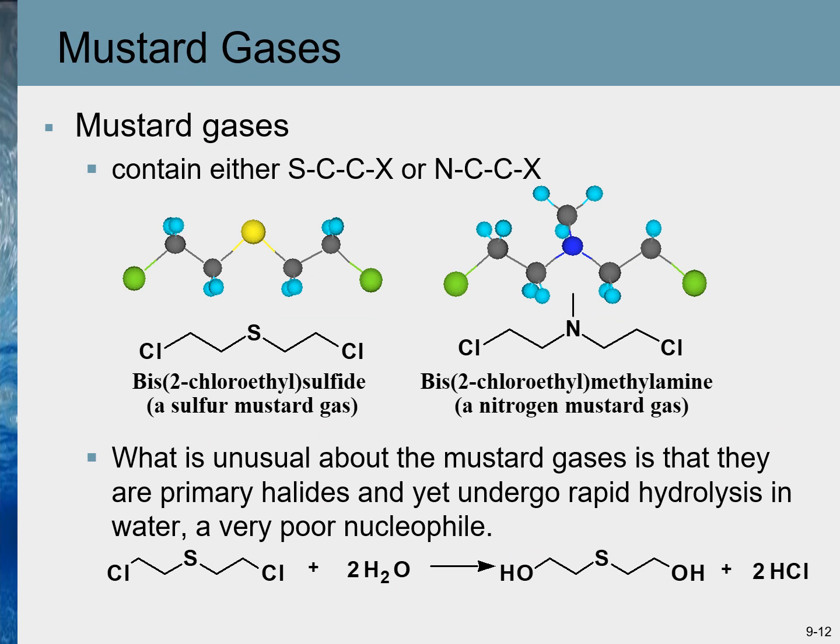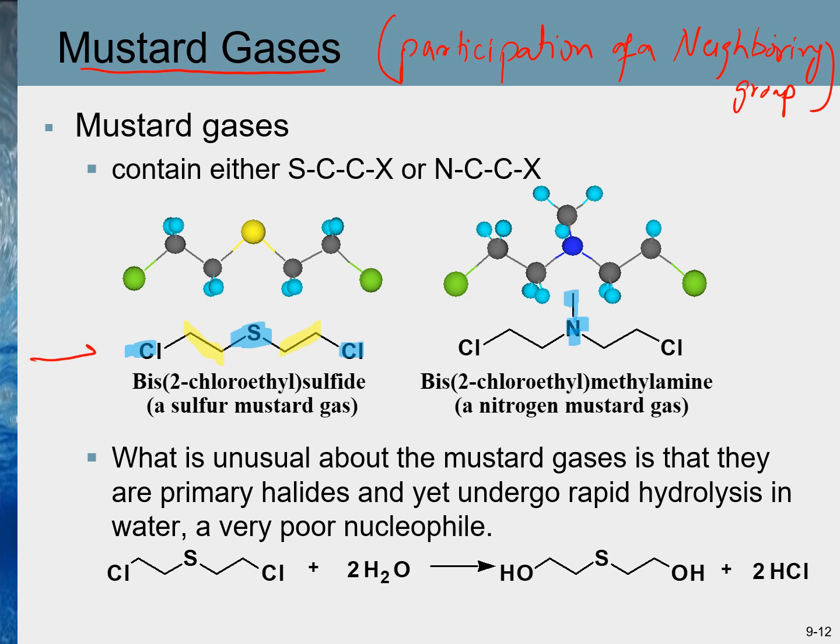Mustard gases are one of those compounds that react by participation of a neighboring group. The characteristic structural feature of a mustard gas is a two-carbon chain, as shown here, with a halogen on one end and either a sulfur or a trivalent nitrogen connecting the two carbon chains. So these are the examples of mustard gases.